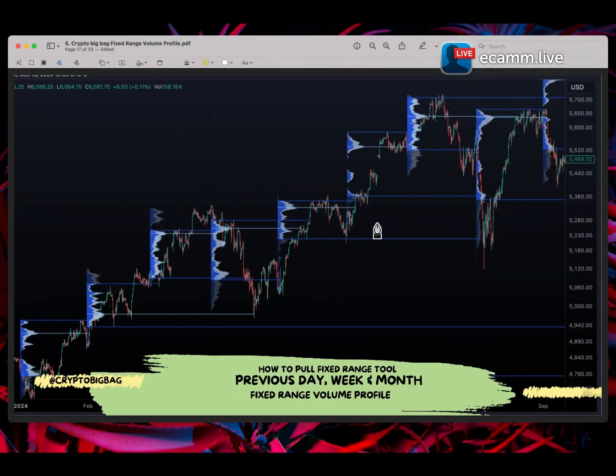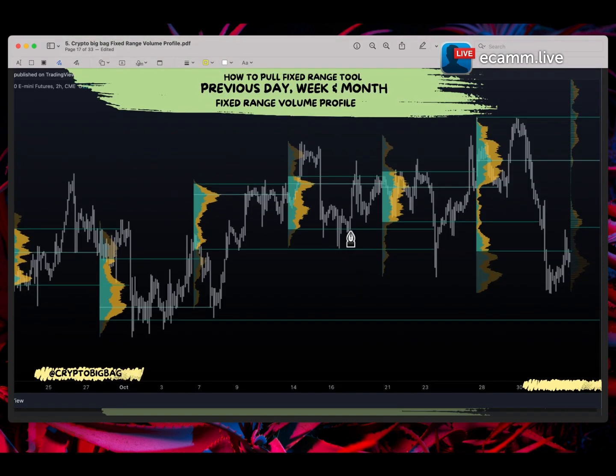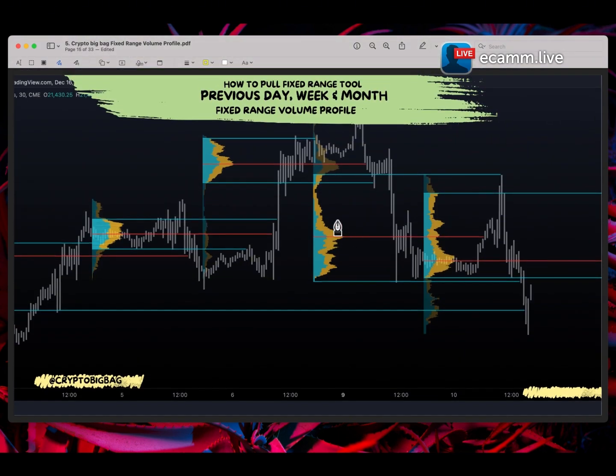Same goes for the monthly, from the beginning of each month to the end of each month. You get the specific levels, and these levels can be support and resistance.